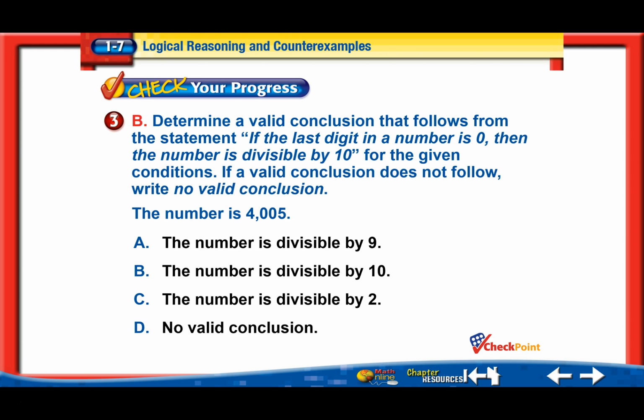Let's try this one out. Determine if this valid conclusion follows the statement: if the last digit of a number is 0, then it is divisible by 10. For the number 4,205, the last digit is not 0, so we can't even test this. So there's no conclusion.